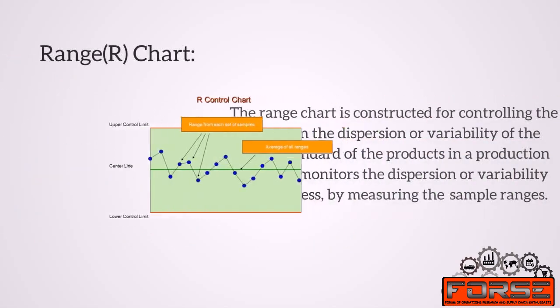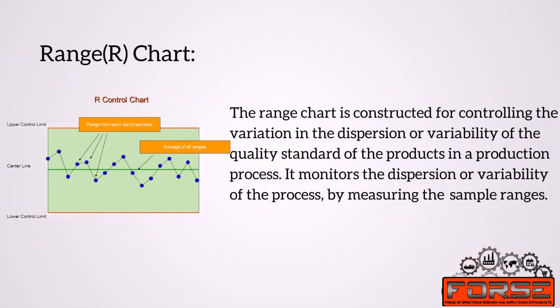Next, we have the R chart. It is constructed to monitor the variability or dispersion of the process, using sample ranges. The formulae for the center line, LCL and UCL, are as follows. The terms have usual meanings.